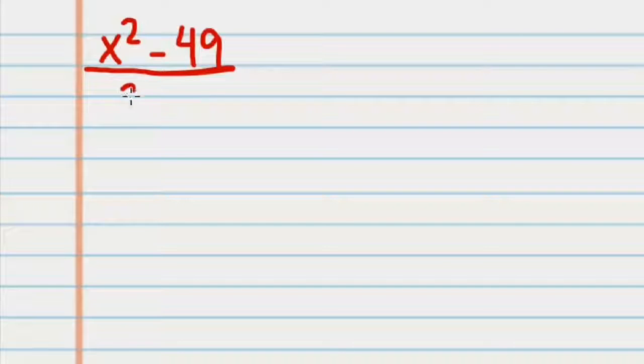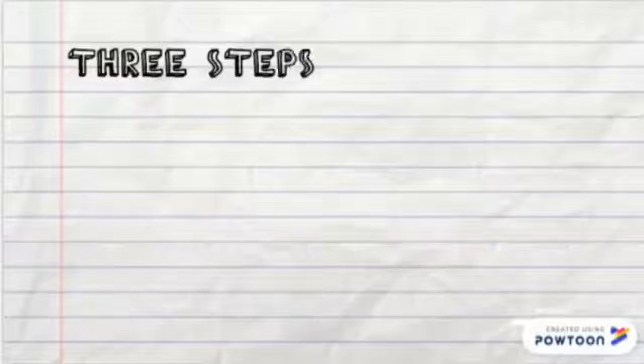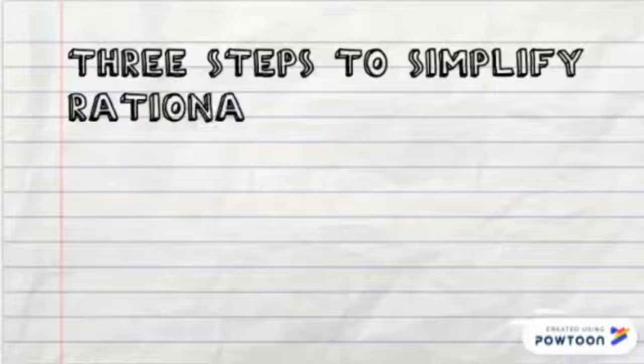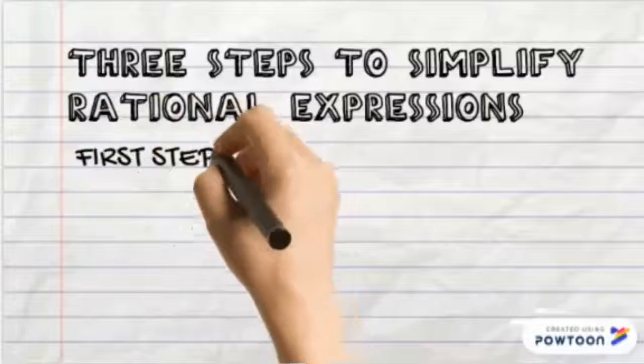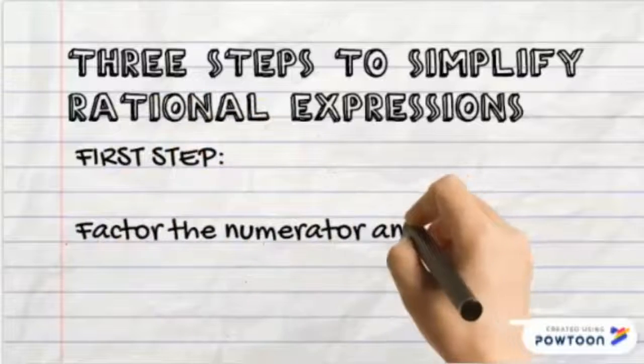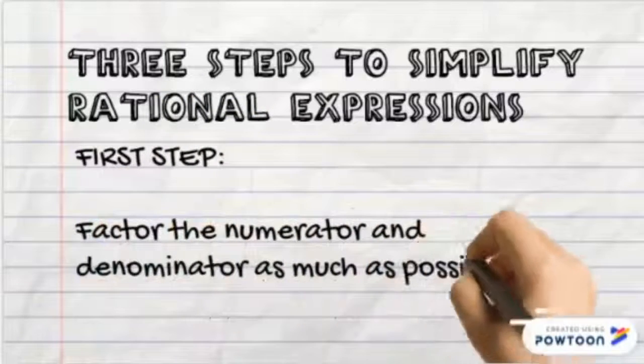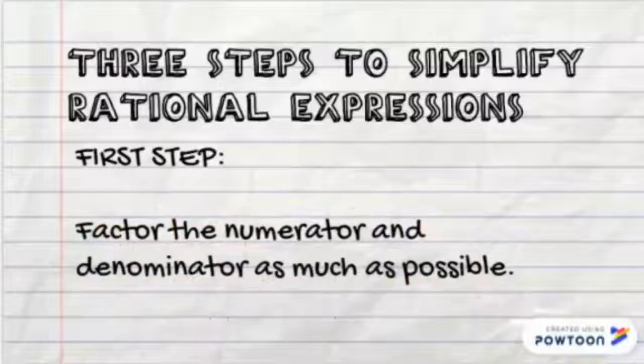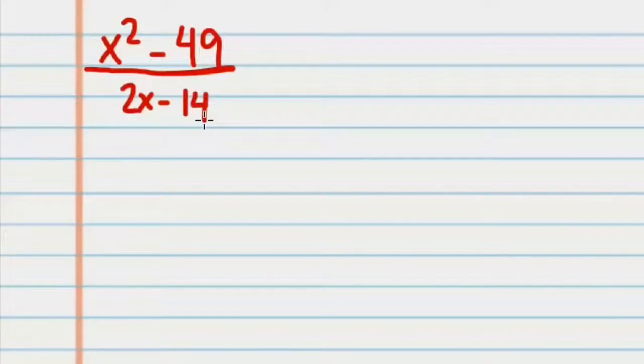Now with our second example, x squared minus 49 all over 2x minus 14. For this example, we are going to use the 3 steps in simplifying rational expressions. The first step is to factor the numerator and denominator as much as possible. We should remember that we should always try to factor the numerator and denominator as much as we can. So let us first try to factor the numerator.